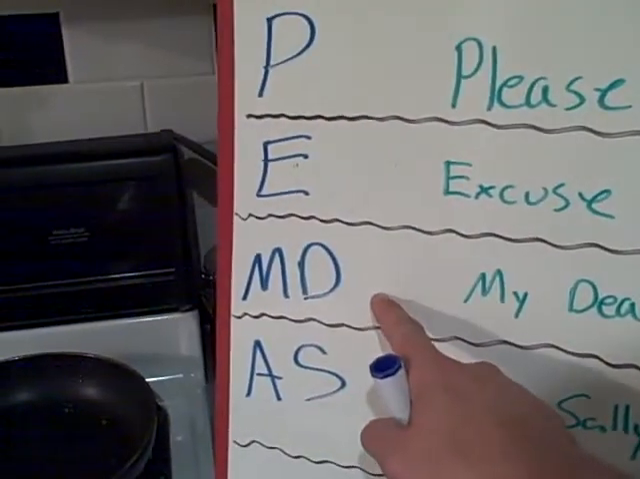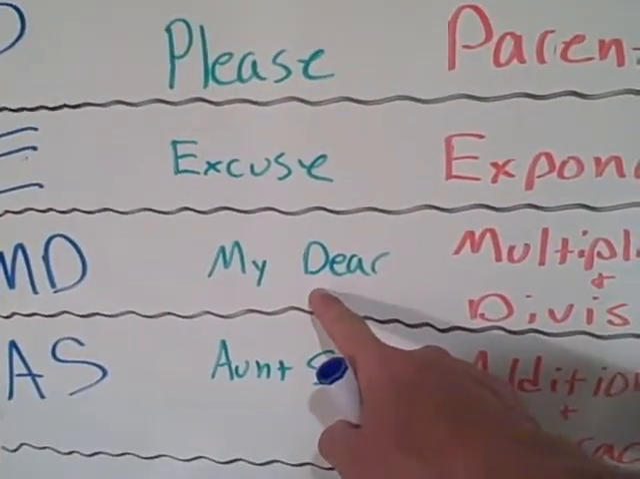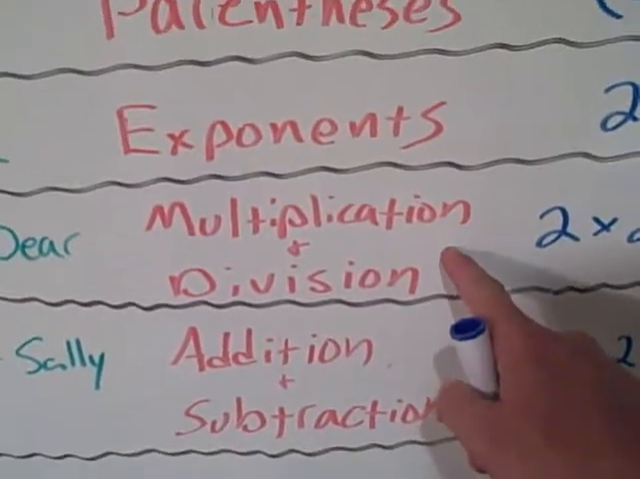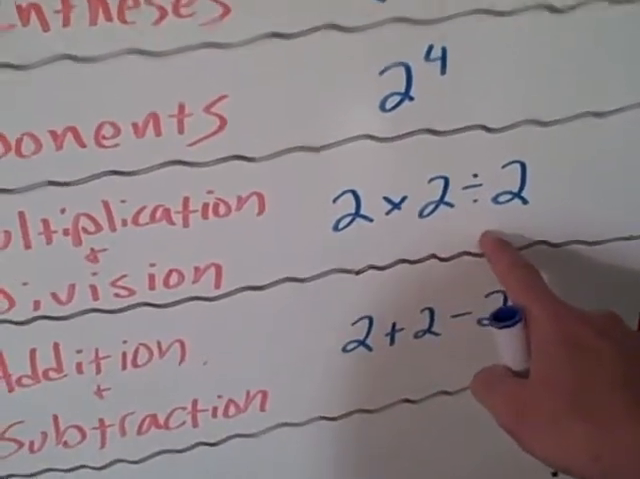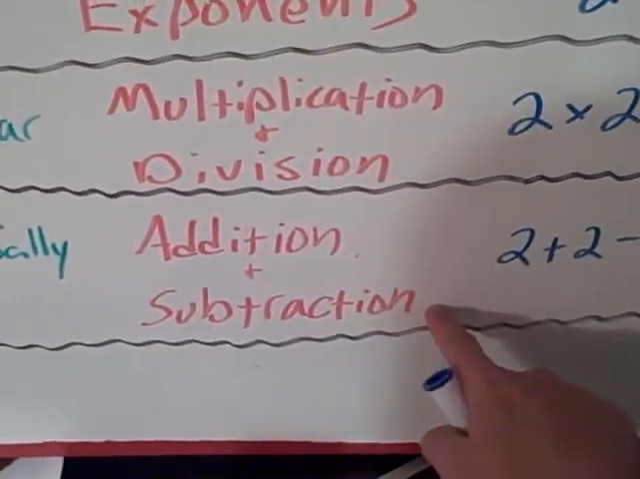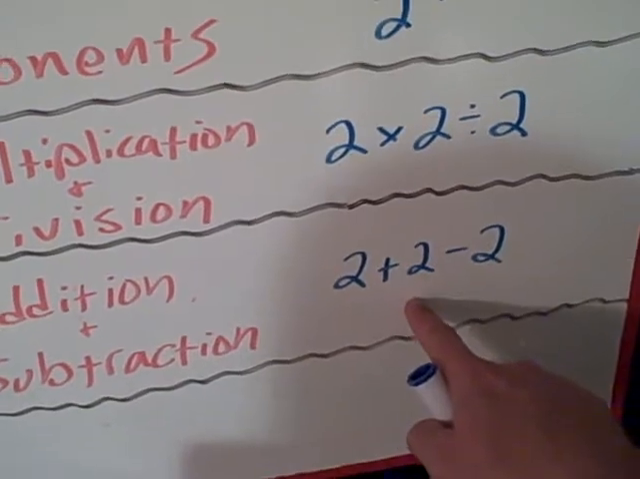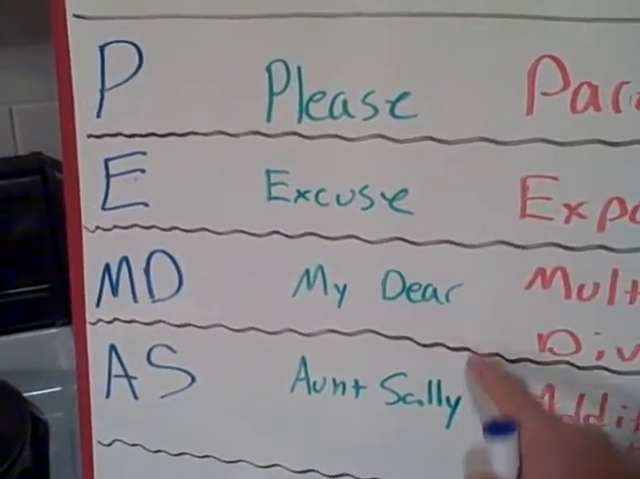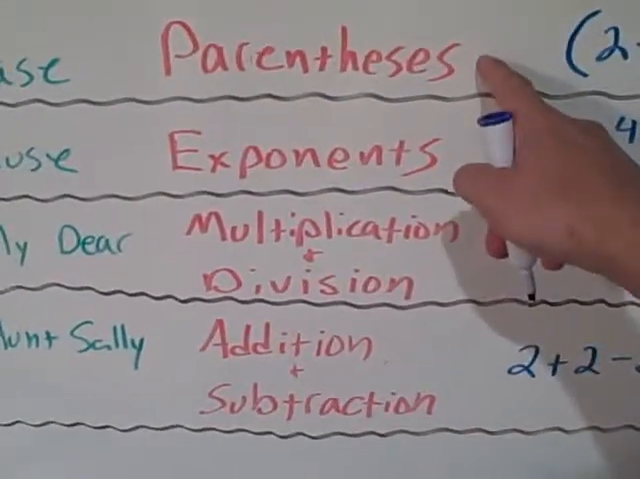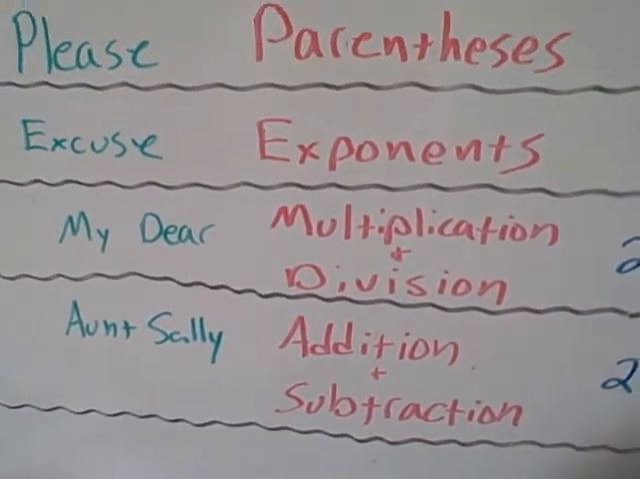We have the M and D together. This stands for my dear, which really stands for the multiplication and division operations. An example would be 2 times 2 divided by 2. And last but not least is AS, which stands for Aunt Sally, which really stands for addition and subtraction. An example would be 2 plus 2 minus 2. So if we can remember this, please excuse my dear Aunt Sally, we'll be able to know which operation we do first when we have a problem that has multiple operations in one problem.